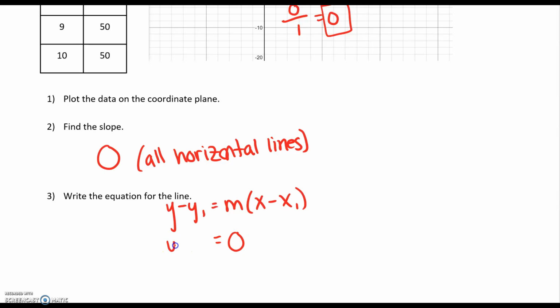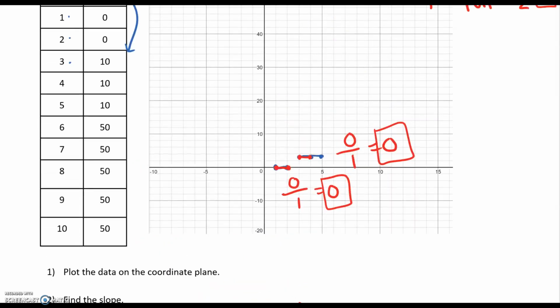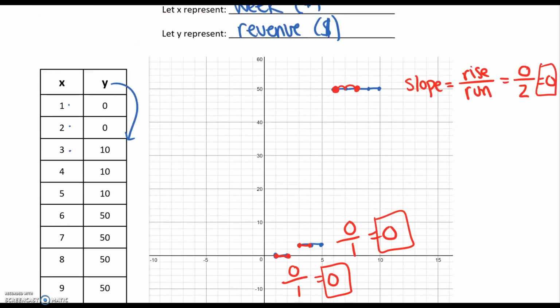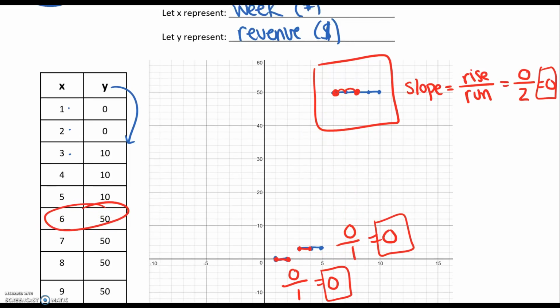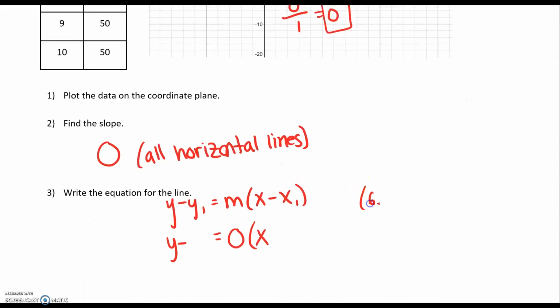Our slope is still 0, and I'm going to pick a point. It could be any point on the graph. Let's write the equation for this one since that's one I started with. A point on that graph would be, let's say, 6, 50. 6 is the x, and 50 is the y. So y minus 50 is my y-coordinate, and x minus 6.